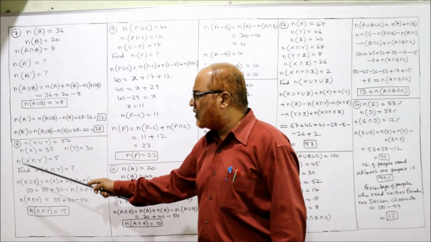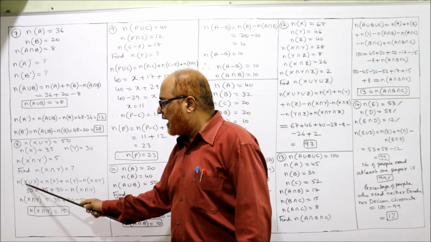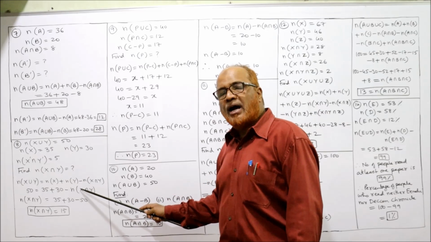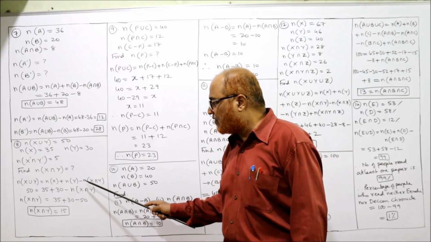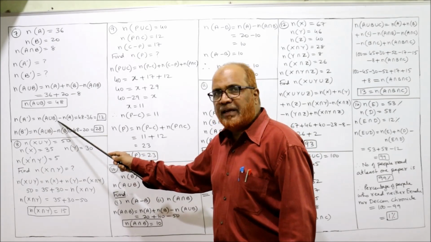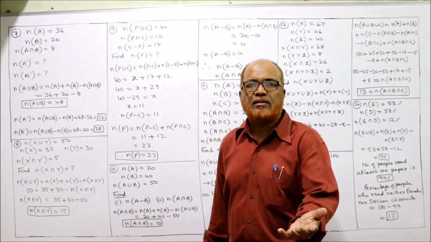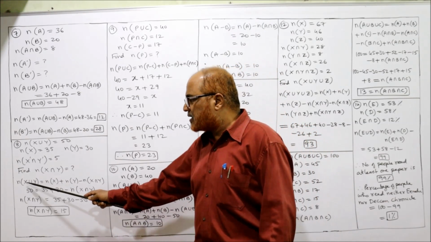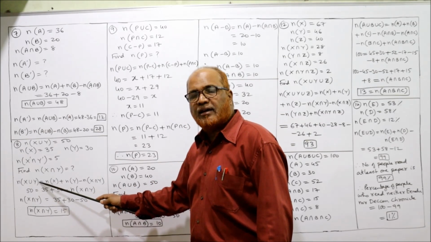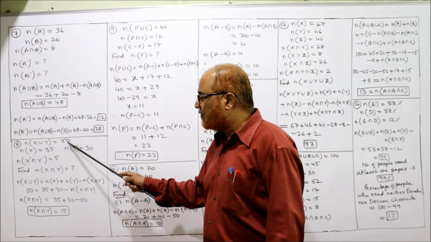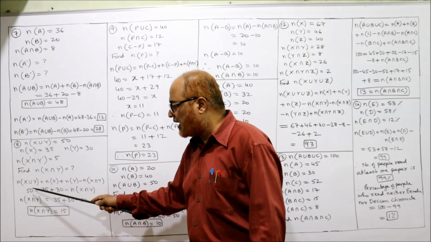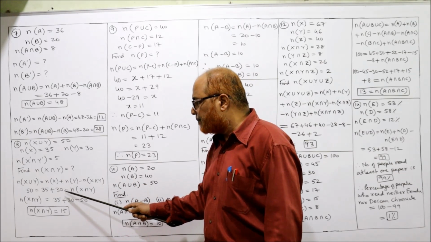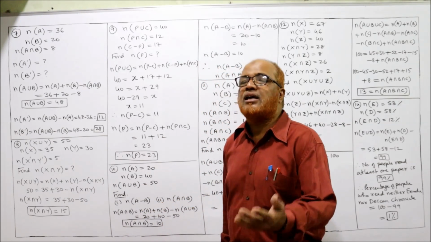Same formula we apply what we have applied in the previous problem. n of X union Y is equal to n of X plus n of Y minus n of X intersection Y. Instead of A and B, I have written X and Y. That is the only difference. The formula is same. So n of X union Y, how much is X union Y? 50. So in place of n(X union Y), I am writing 50. n of X, 35 is given. n of Y, 30 is given. But n(X intersection Y) is not given.